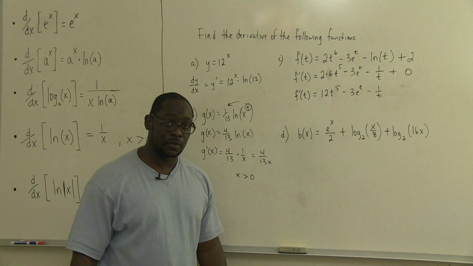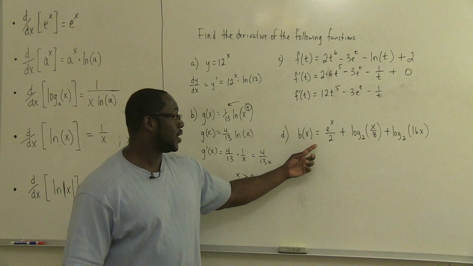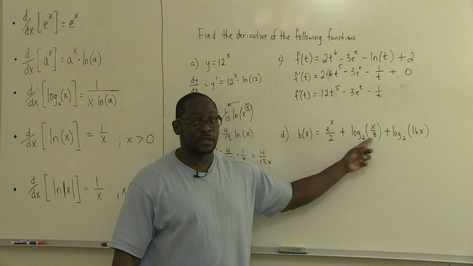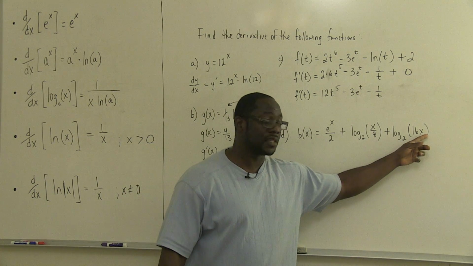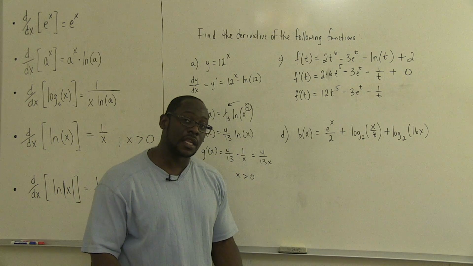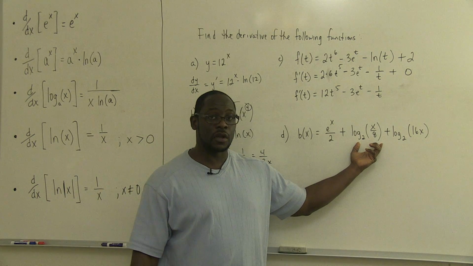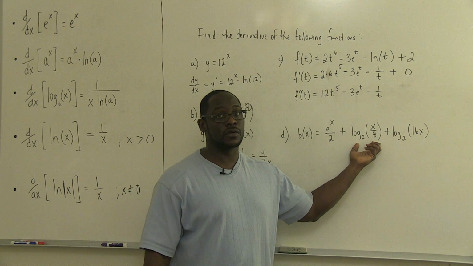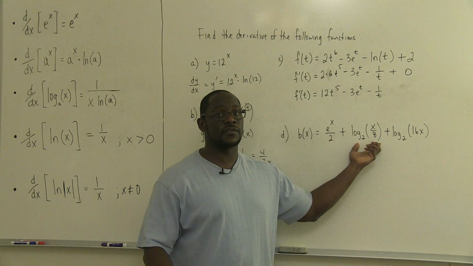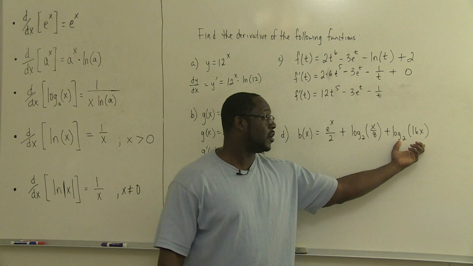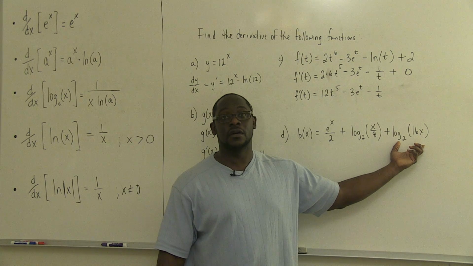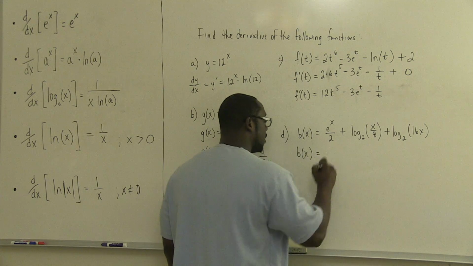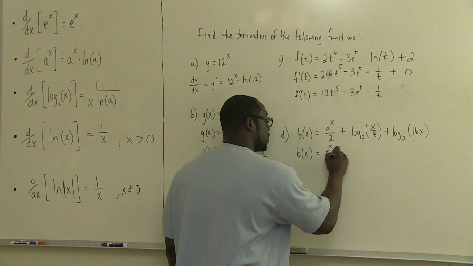For our last example, we have b of x, which is e to the x divided by 2, plus log of something divided by something, plus log of something times something. The reason I'm saying it like that is because, if you recall your logarithm properties again, we can rewrite this particular term and expand it out as the difference of logarithms, and we can expand this one out and write it as the sum of logarithms. If we use those properties, b of x could be rewritten this way.